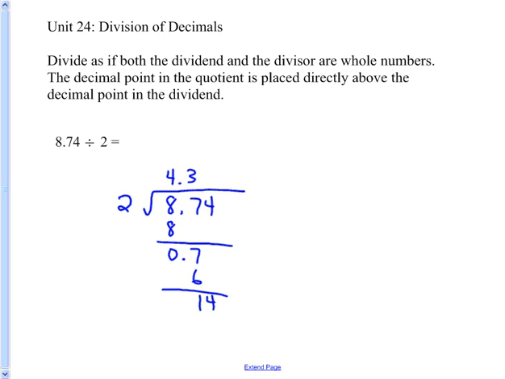Now really that would represent 14 hundredths. But we just go ahead and we keep dividing like they're whole numbers. 2 goes into 14 7 times. Nothing left over, so there's no remainder. So my answer would be 4.37.